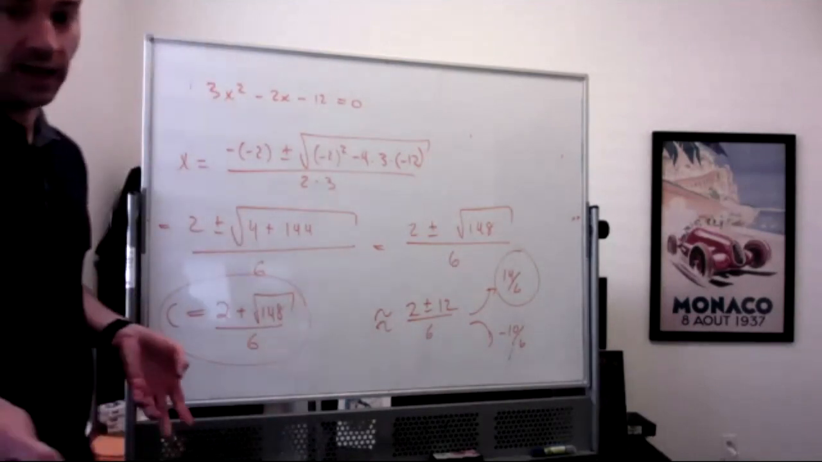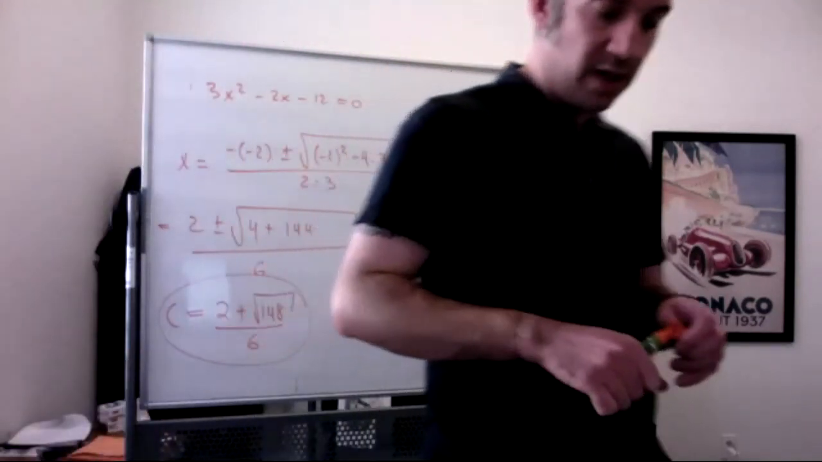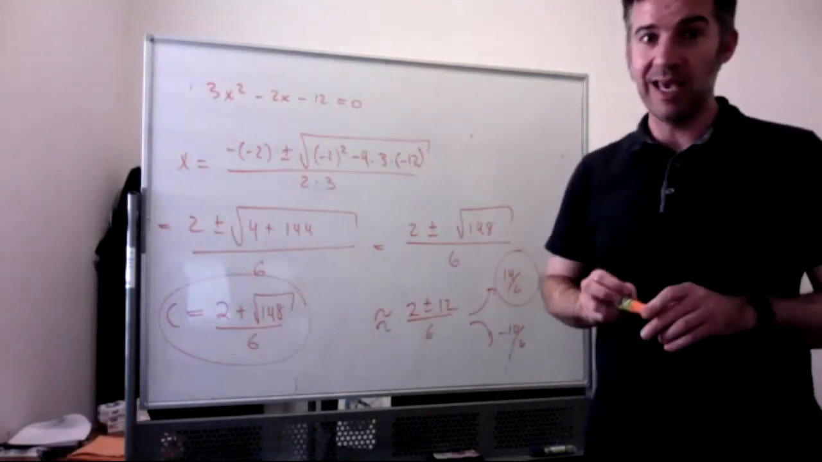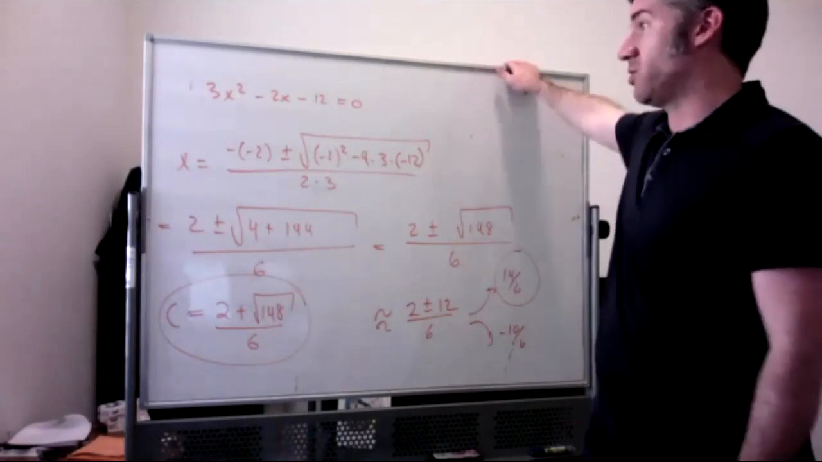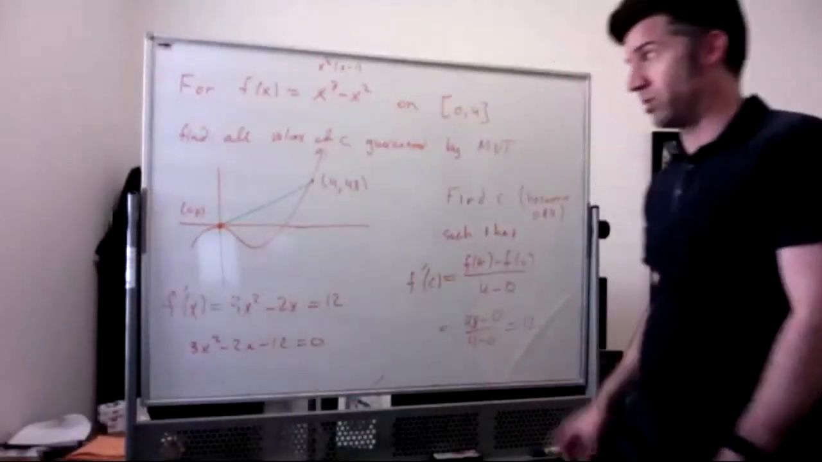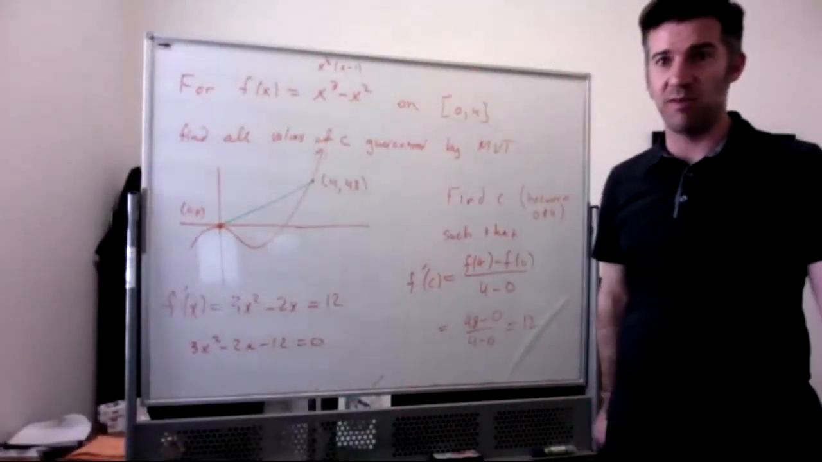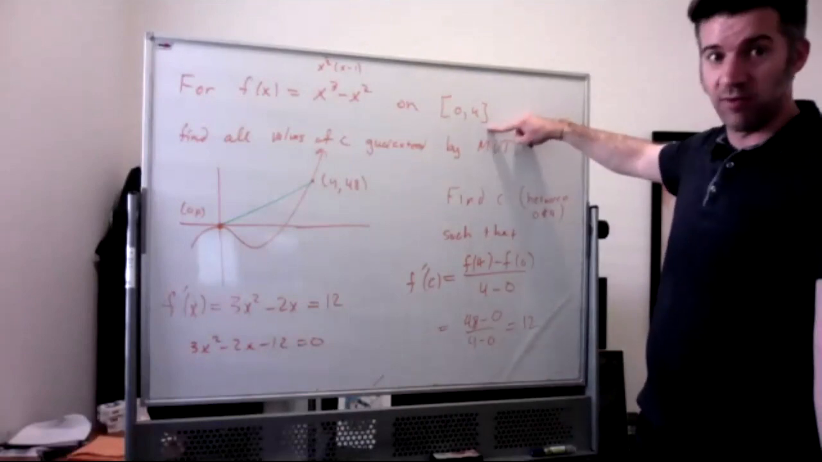Be careful with that, because people will try to ask you questions where you get multiple values of c, and not all of them are actually in the interval that we care about. So your answers, when you're finding the values guaranteed by the mean value theorem, have to be in the interval that you're being asked about.